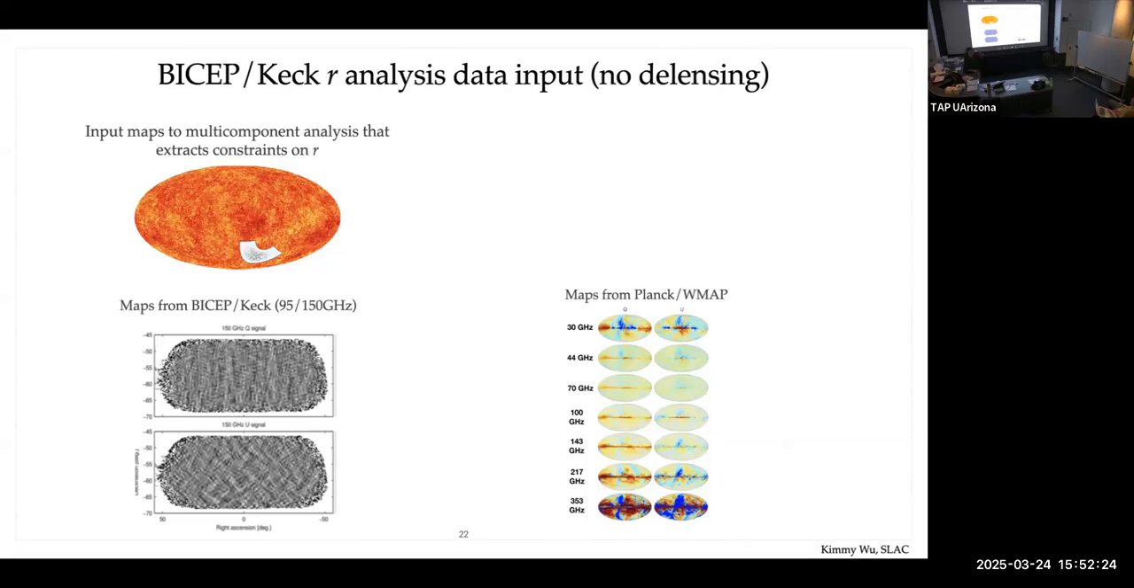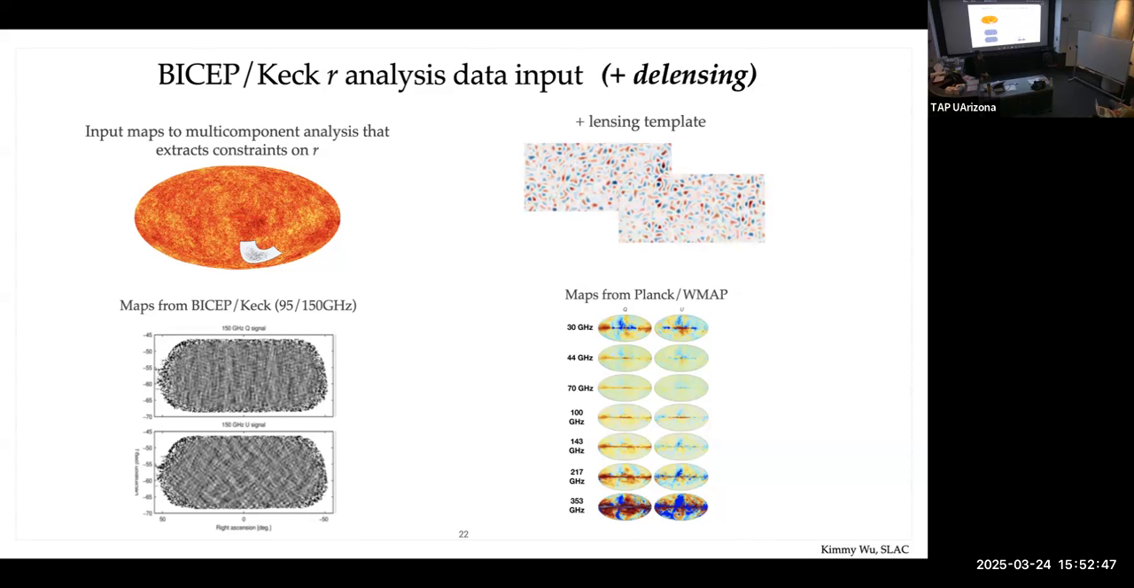And I mentioned auto and cross spectra and likelihood a while back. So how do we do this analysis? We observe on this patch, we have maps from BICEP Keck and also WMAP and Planck, important for dust and foreground modeling. Without delensing, we just take all of these maps and form auto and cross spectra. With delensing, we input also what the lensing B-mode template looks like.